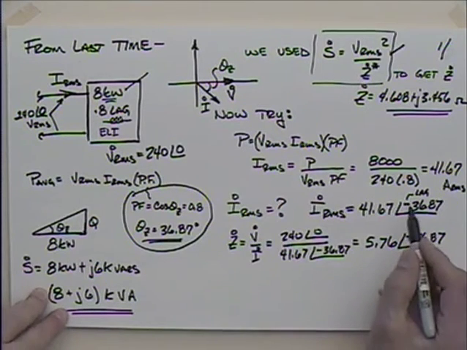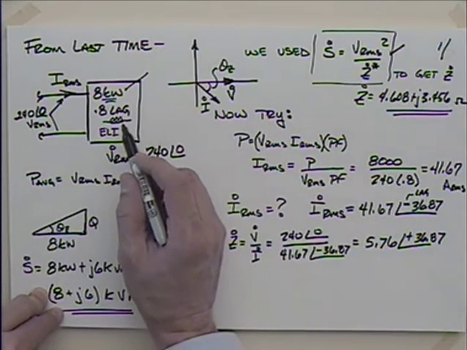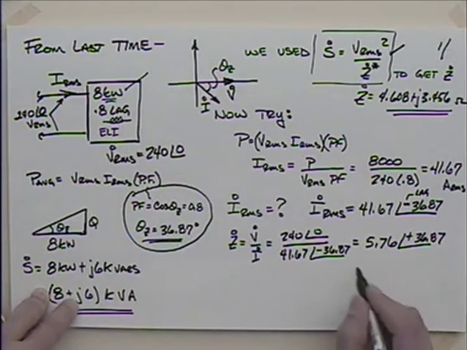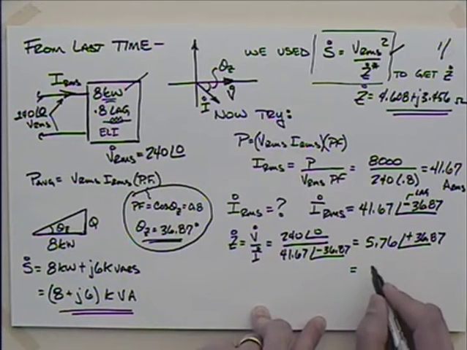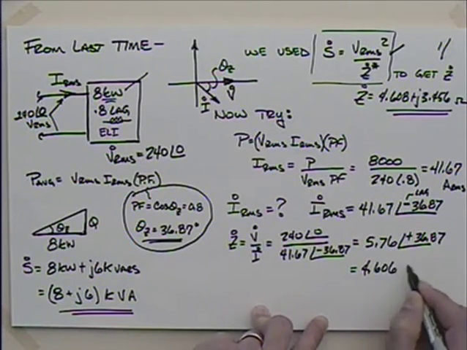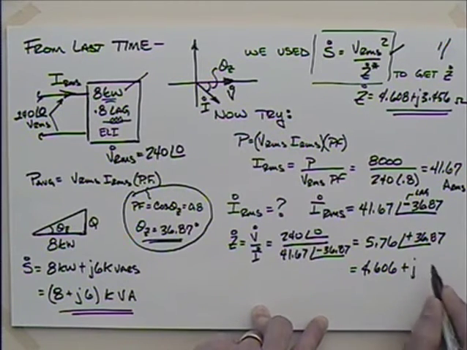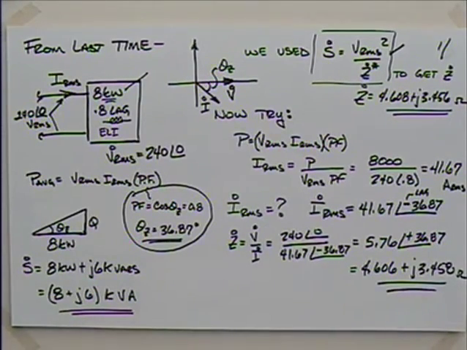So had I made a mistake here and left this positive, this would have become negative, and we would have then thought it was a capacitor. Does that work with a lagging power factor? Oh, we'd know we were wrong. Well, if I convert this into rectangular form, you'll get 4.606, I think, plus j, you get plus because the angle's positive, 3.458 ohms. So we come up with virtually the same answer.